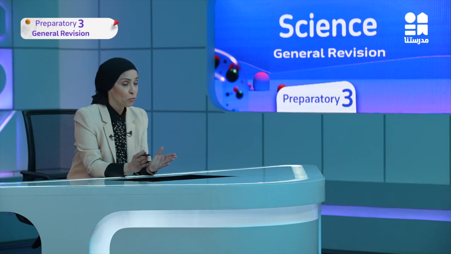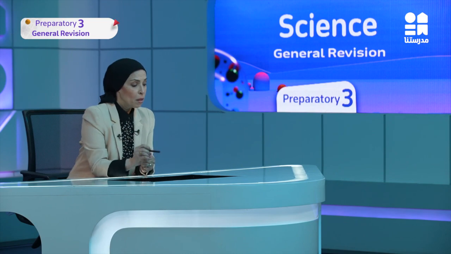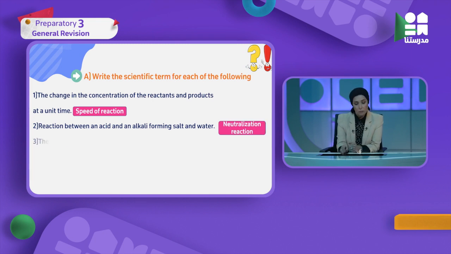Sometimes you tell me, can I write rate of chemical reaction? Yes of course, speed of reaction or rate of chemical reaction, both are right. Reaction between acid and alkali, forming salt and water, is a very famous and very important definition. Which reaction is it? Neutralization reaction. There is no exam without this question: either define neutralization reaction, or write the scientific term, or complete. Very common question. Here the answer is neutralization reaction.